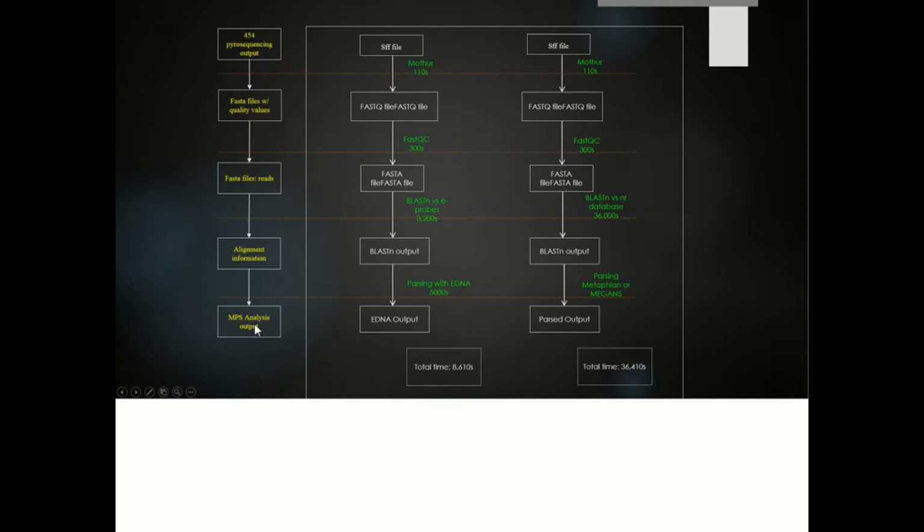So this is massively parallel sequencing. This is the critical part. The alignment part and the MPS analysis are where we can get stuck whenever we have multiple samples and we have to do all these analyses. It's going to take longer if we use the regular approach.